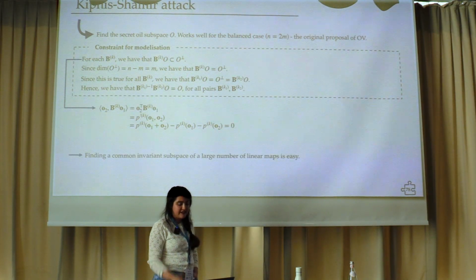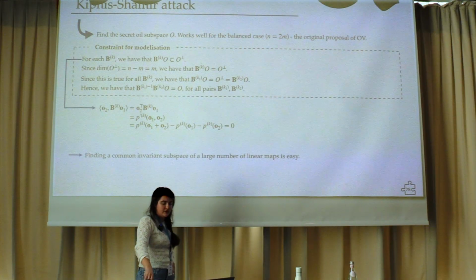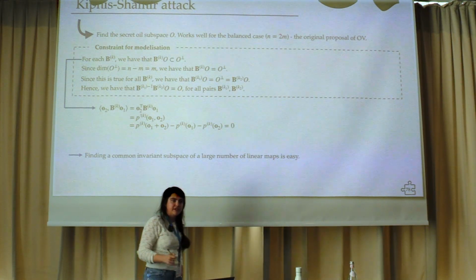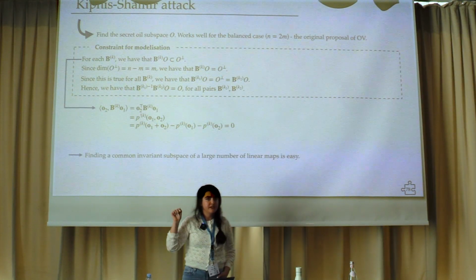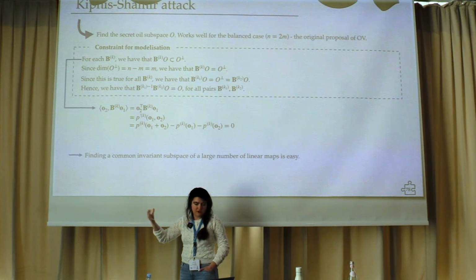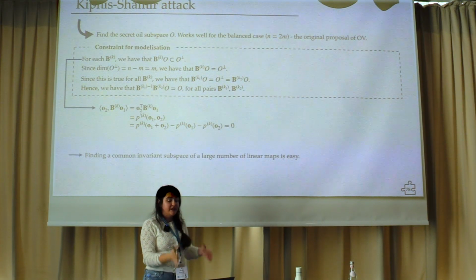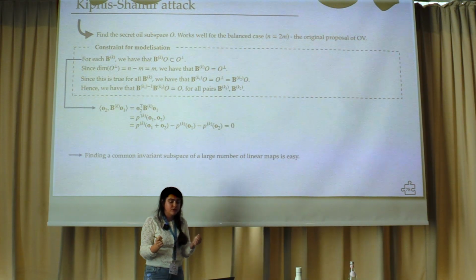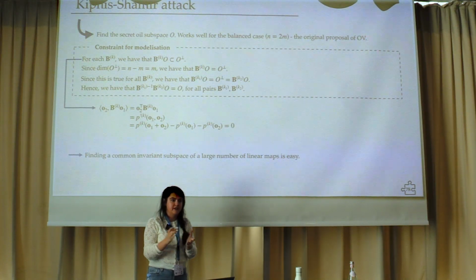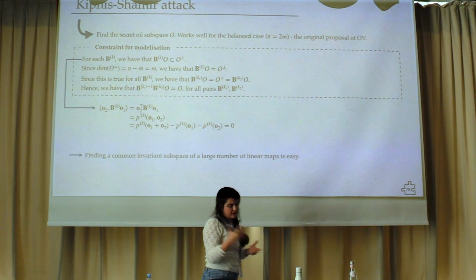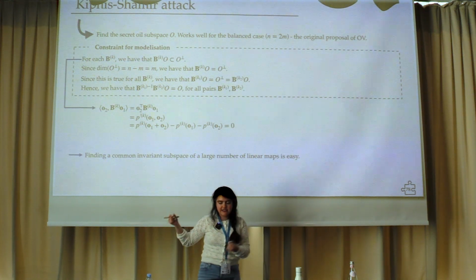There's a lot to model, and it turns out that it is a polynomial attack because finding a common invariant subspace of a large number of linear maps is easy. I don't even think they do it algebraically in the original one. It's just a polynomial algorithm. Okay, so that's why the initial proposal of oil and vinegar was attacked. And this does have some generalization. There are subsequent works that generalize this attack.